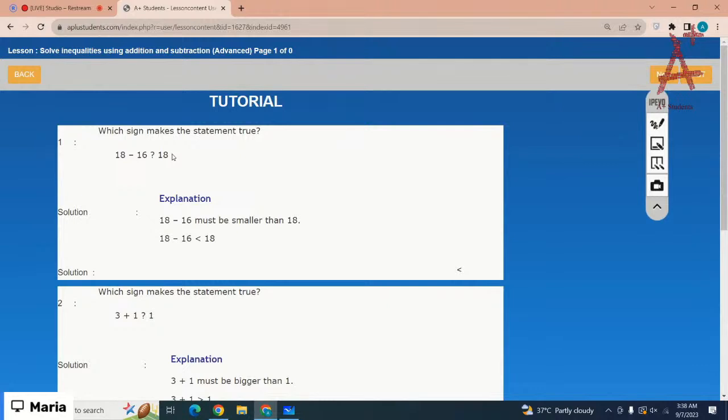For the next one, 3 plus 1 compared to 1, because you are adding, that means the side must be greater. 3 plus 1 must be greater than the other side, right? Let's just start with the test questions.